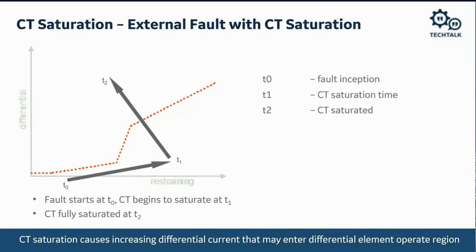So since we know what our trajectory is going to be, T0, T1, and T2, if we see that sort of trajectory, then we can say, hey, our CT has saturated because we went from an internal to an external fault, or external to an internal fault. Our CT has saturated, and we can use that principle to determine whether the CT is saturated.